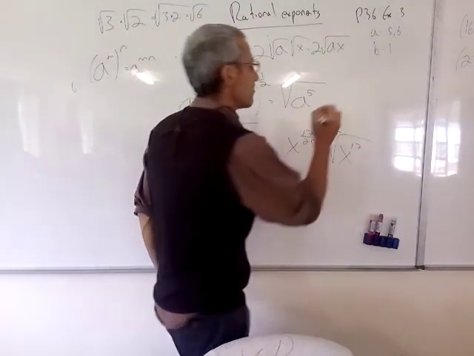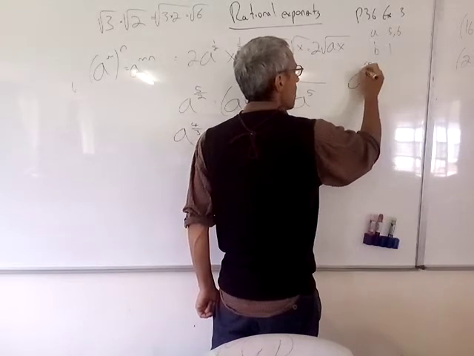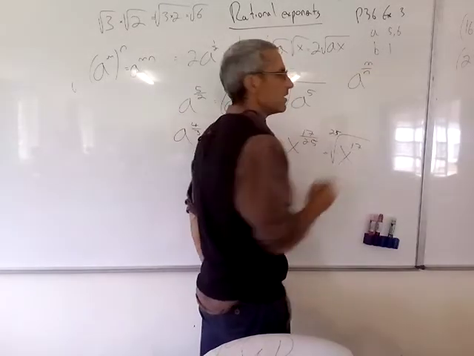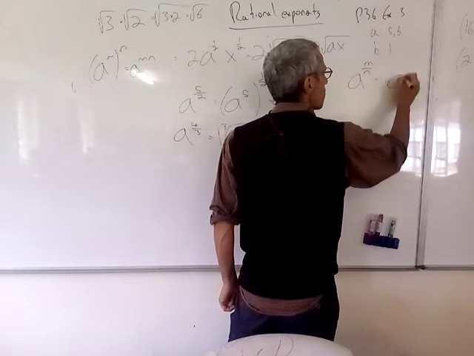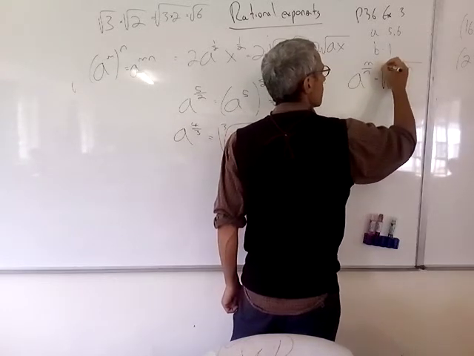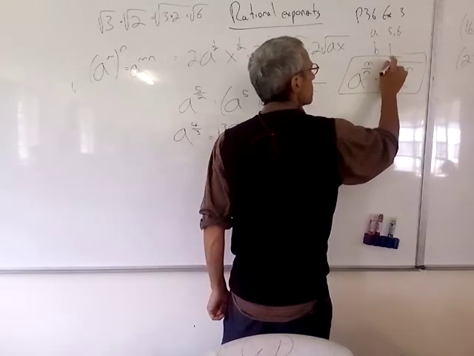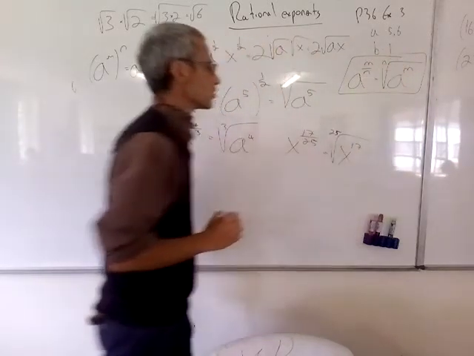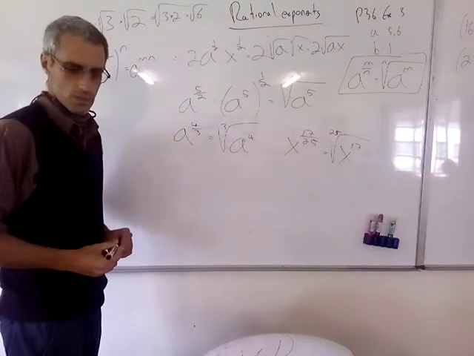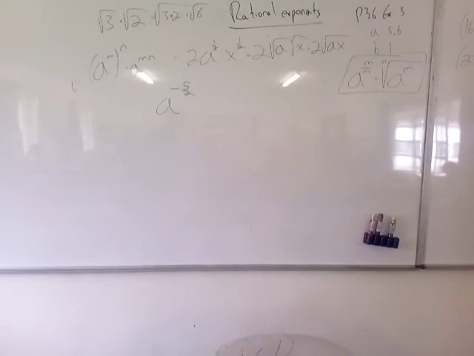I'll write down an important rule for us. Okay, a to the power of m over n is going to be a to the power of m, root n. Okay, this is probably the most important rule for the day. And maybe you can just write that down. Okay? I'll just pause, wait for you.